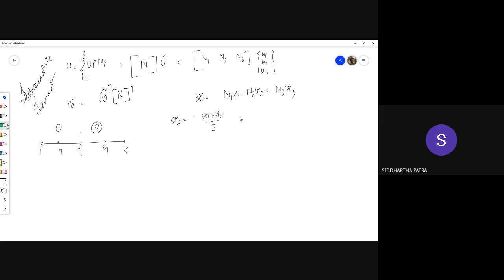Now, what help does it do to my formulation is that it becomes (N1 plus N2 by 2) x1 plus (N2 by 2 plus N3) times x3. Now, can you write down the expressions for N1 plus N2 by 2 and N2 by 2 plus N3? So you had earlier developed the expressions for N1, N2, and N3. Can you write down N1 plus N2 divided by 2? What expression do you get?